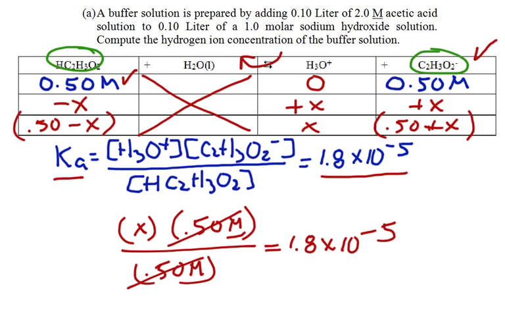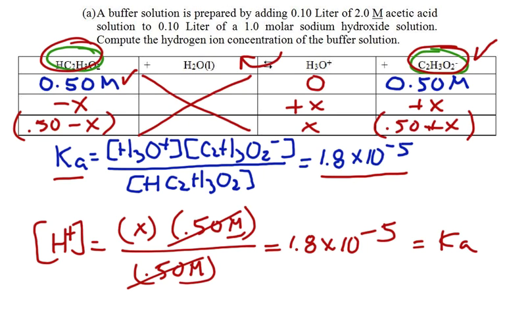Because those two are equal, they cancel, and we realize we are right here in the middle of our buffer region where we have equal concentrations of the acid and its conjugate base. So in this case, my H plus concentration equals the Ka, which is 1.8 times 10 to the minus 5.